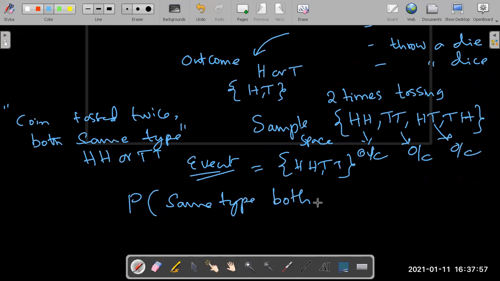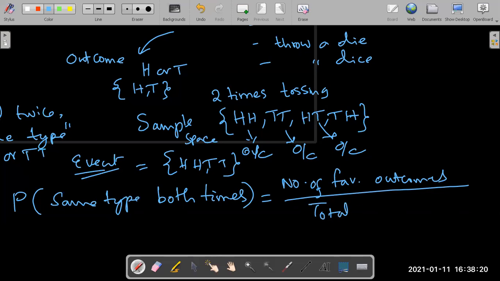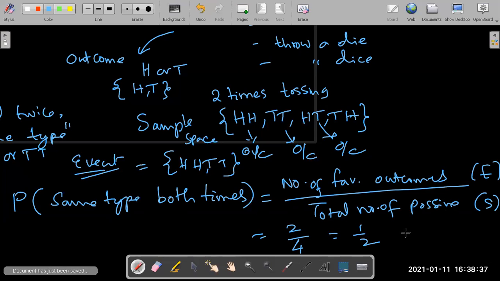Now, if I need to find out the probability of getting the same type when we toss the coin 2 times, the way we have probability defined is number of favorable outcomes, or the event, divided by total number of possibilities. The total is the sample space, and the favorable is the event space. In my event space, I got 2 only. In the sample space, I got 4. So the probability is half. Any questions on this?